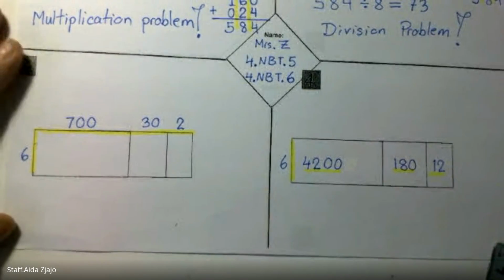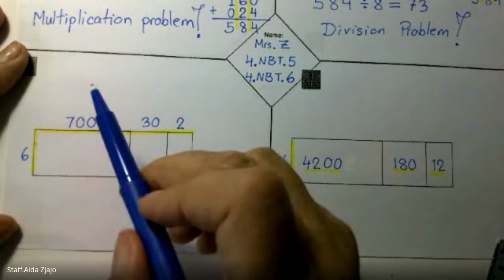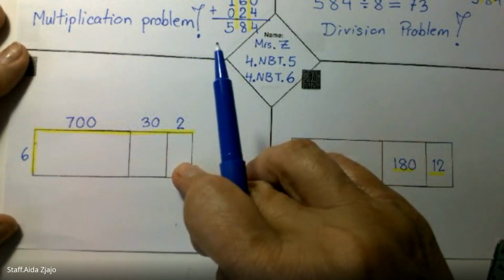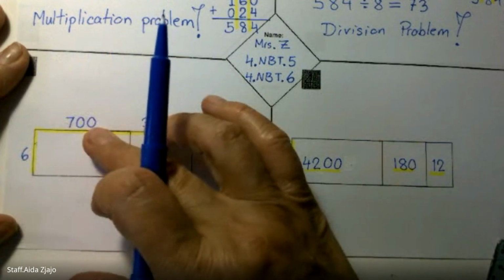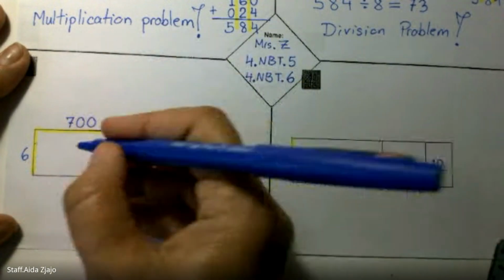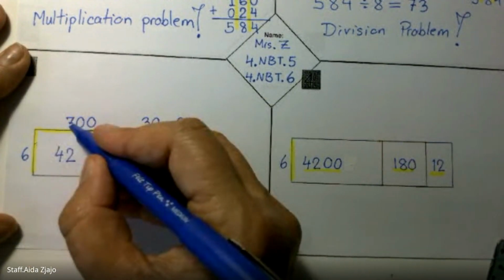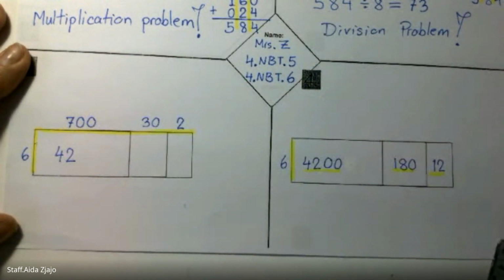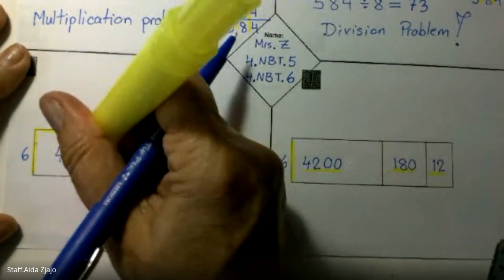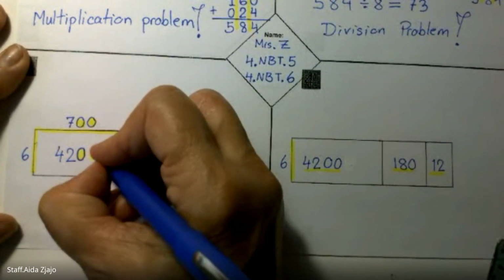Okay, so now we need to think what would be 6 times 7, and we needed to fill out the numbers inside. So 6 times 700. When we think about 6 times 7, we know that is 42. And 6 times 7 is 42, but this is 100, it represents 100. So you can multiply by 100 and you gain here 2 zeros, which is 4,200.